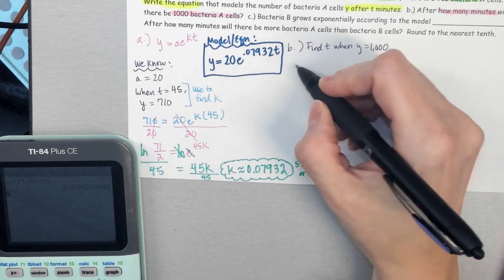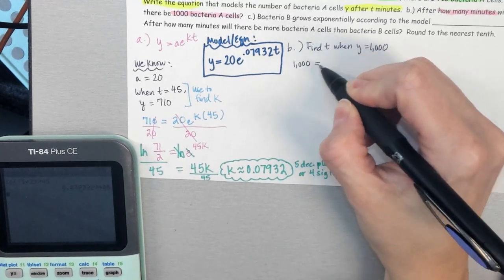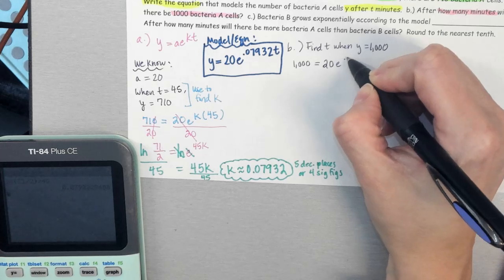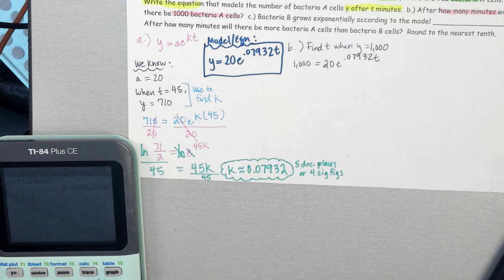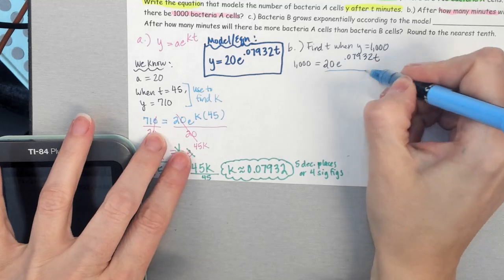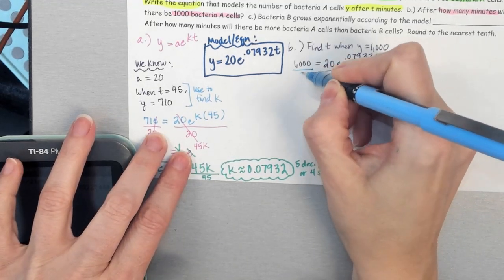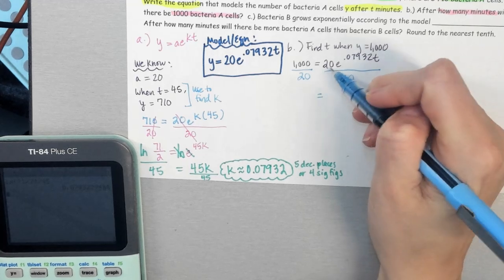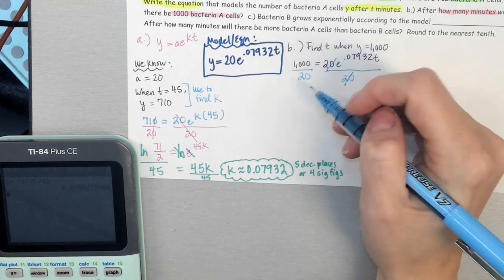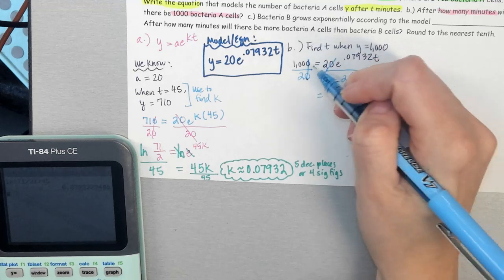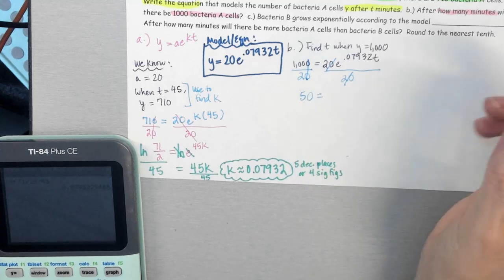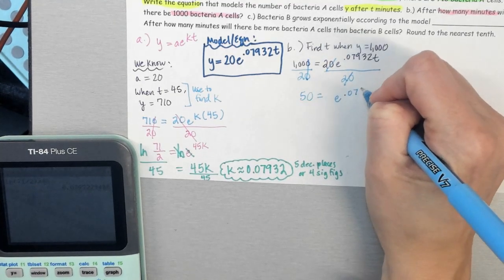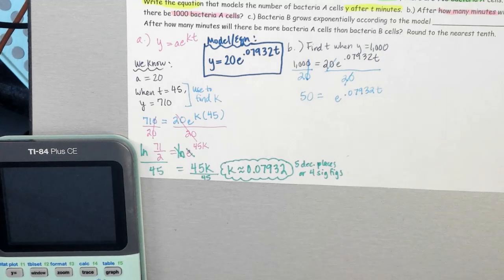Okay, so if I plug in 1,000 for y, I have 1,000 equals 20e to the 0.07932t. So our first step is always to isolate the e. So if there's a number multiplied in front, we're just going to divide. Okay, and then when you're dividing, you can always divide by 10 first, and then you have 100 divided by 2. What's that? 50. Okay, you can also use your calculator to do that. If it simplifies, that's fine.